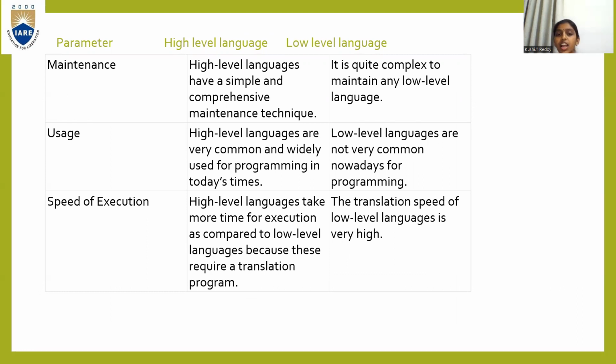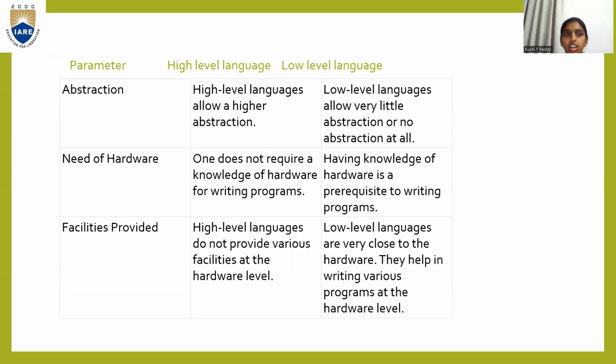Speed of execution: high-level languages take more time for execution as compared to low-level languages because they require a translation program, whereas the translation speed of low-level languages is very high. Coming to abstraction, high-level languages allow a higher abstraction, whereas low-level languages allow very little abstraction or no abstraction at all. Need of hardware knowledge: a high-level language does not require knowledge of hardware for writing programs, whereas for low-level language, prerequisite knowledge of hardware is always required to write a program.